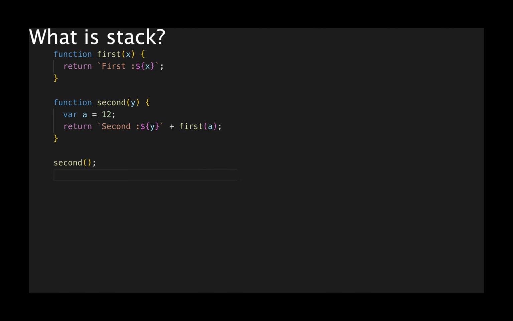When a JavaScript function is about to be executed, it's added to the stack. If that function calls another function within it, then that function gets added to the top of the stack. Let's look at an example.